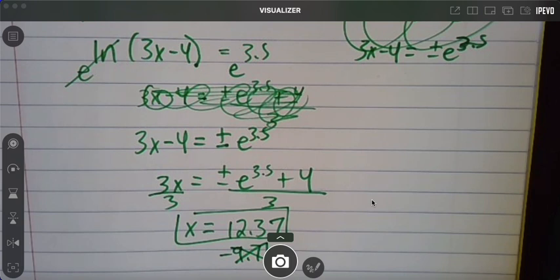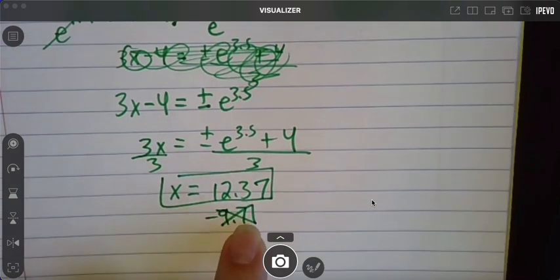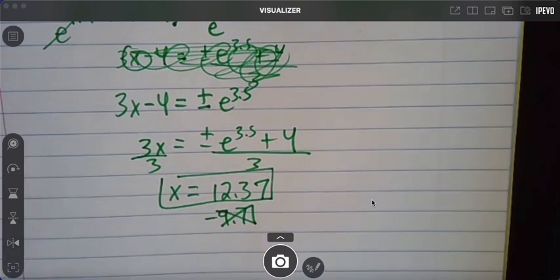x equals plus or minus 12.37. No, so x equals 12.37. I got these 2 answers. That was my positive, that was my negative. But the negative answer didn't work. So it's just the 12.37.